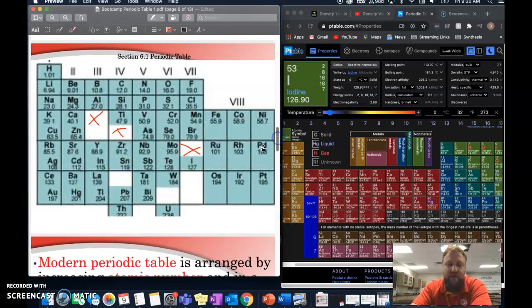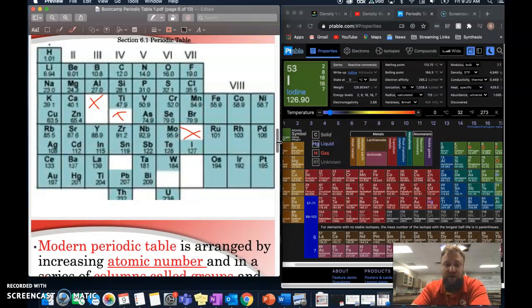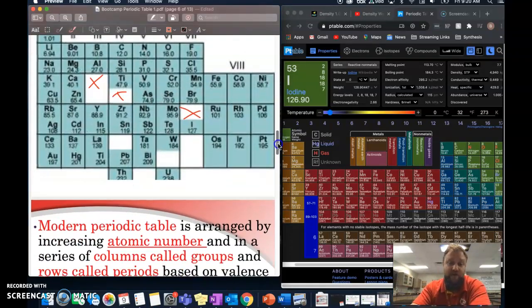So, but yeah, he organized the table. He put in blank spots. Eventually, those blank spots got filled by elements that were found. So that kind of gave substance to his periodic table. And now we use it all the time. Well, use it for everything in chemistry.